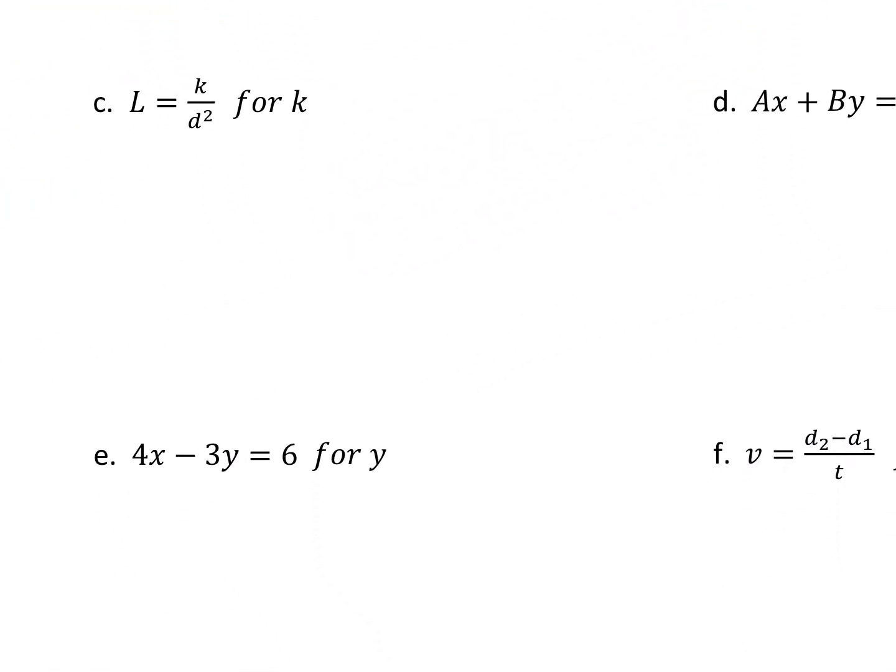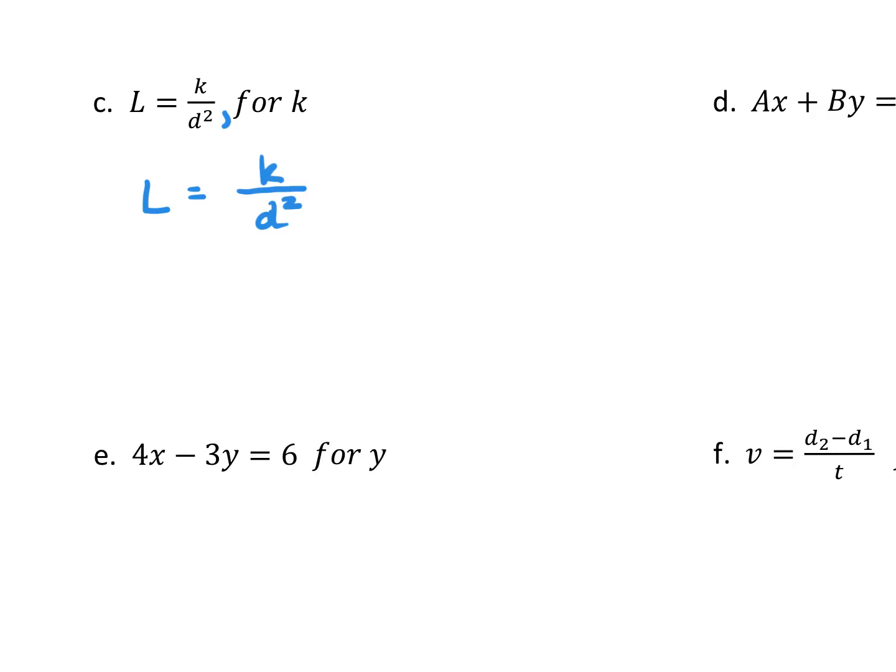All right, let's come to example C. We have L equals K divided by D squared, and we want to solve for K. So here, pay attention to what we have. We have K divided by D squared. We haven't looked at a lot of these examples, but what's the opposite? In order to get K by itself, I want to get rid of divided by D squared.